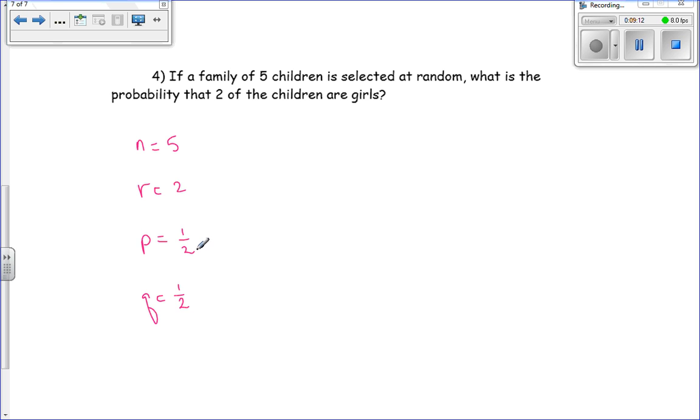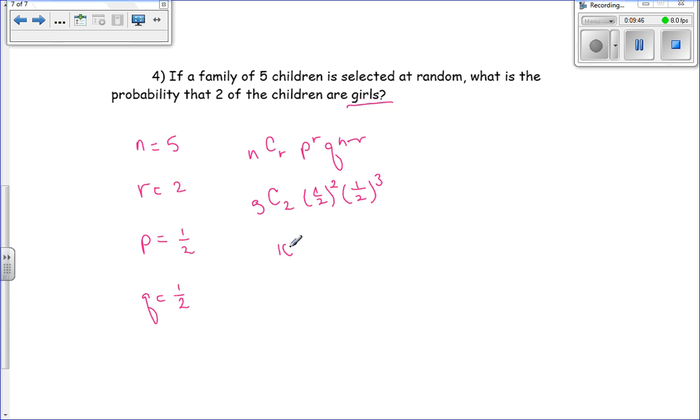This question gets a lot of people tripped up because they want to do 2/5 for P and 3/5 for Q. So be careful with it. Your P is the probability that the child is a girl. So it's N C R, P to the R, Q to the N minus R. NCR is 5C2, P is 1/2 to the R, which is squared, times 1/2 to the third.